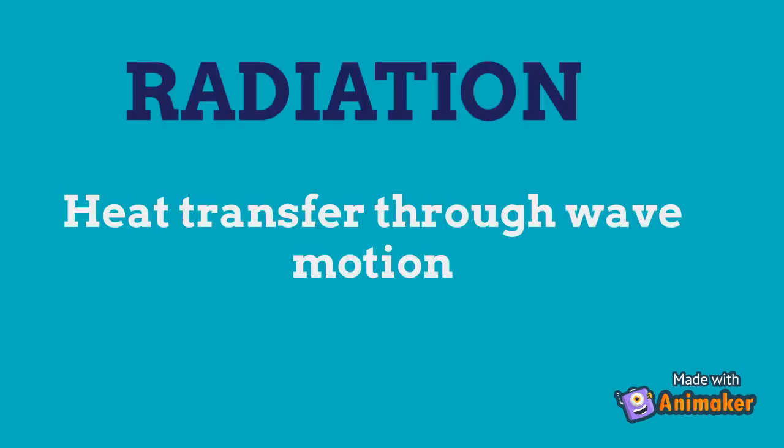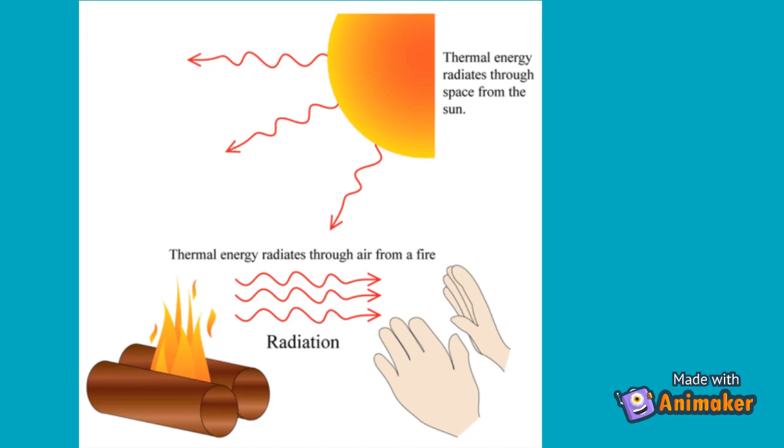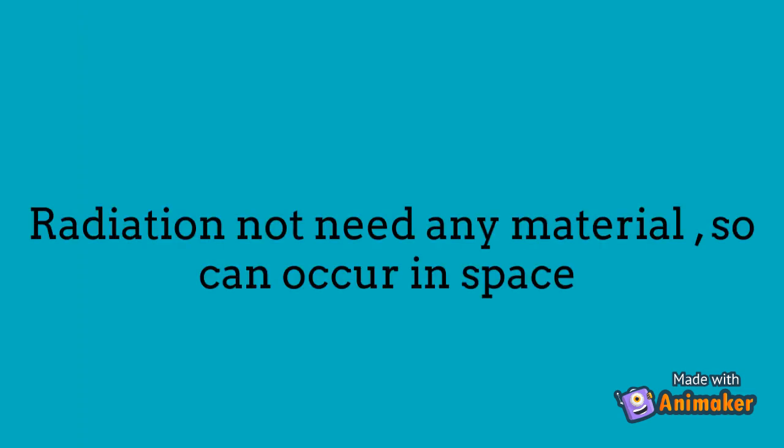After conduction and convection, here we discuss radiation. In radiation, heat is transferred through wave motion. Some heat rises up and is transferred through convection, but outward heat is transferred through waves, which is called radiation. From the sun, heat is also transferred through radiation. Radiation does not need any material, so it can occur in space.